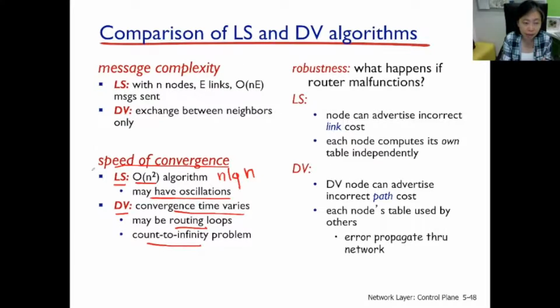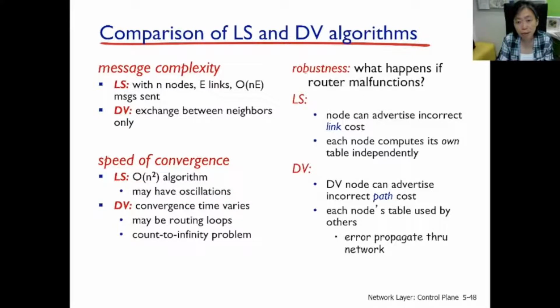On the other hand, link state, very predictable. I would say in terms of predictability, link state wins over distance vector. But under normal situation, distance vector's convergence time is indeed the diameter of the network. There's not many hops. Even for a large network, the diameter might not be so long either.